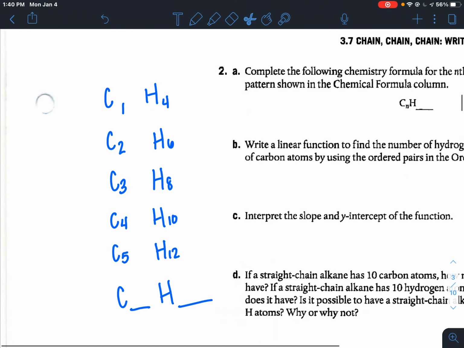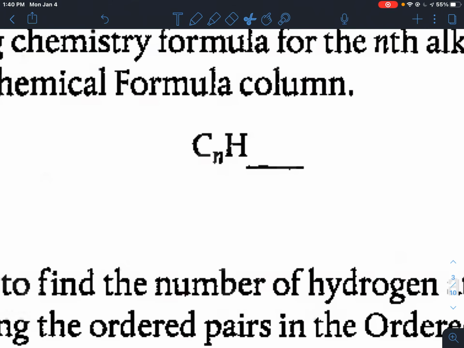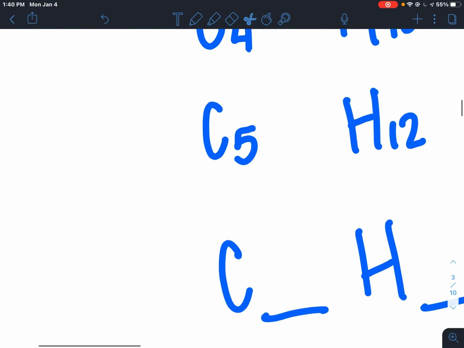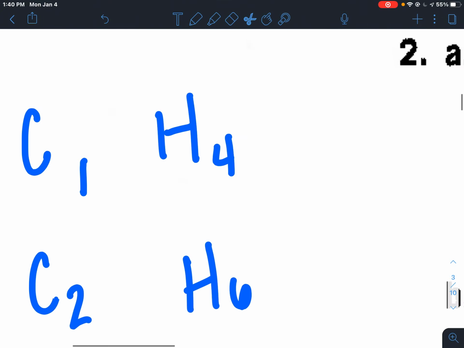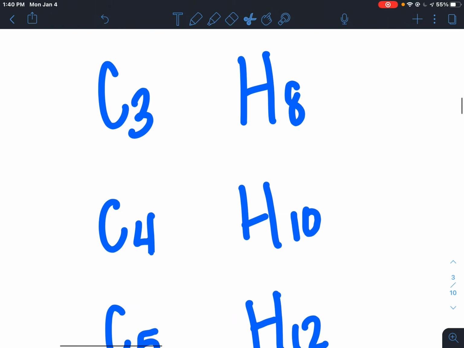So to generalize that, since carbon is just adding 1 each time, the first alkane is 1. The second alkane is 2. N is going to be the number that we're using. That's the nth alkane, and it ties right into 1, 2, 3, 4, 5, 6, and so on. Okay, now how did I get from 1 to 4? That's the question. How did I get from 2 to 6 and 3 to 8 and 4 to 10?